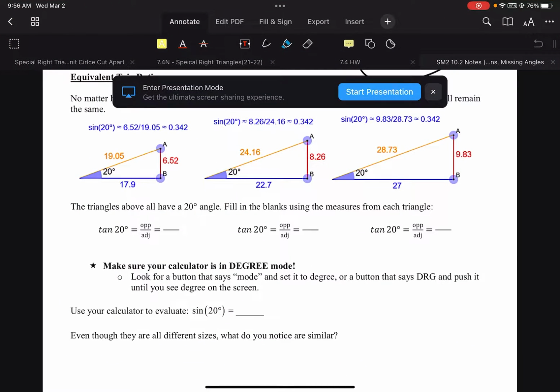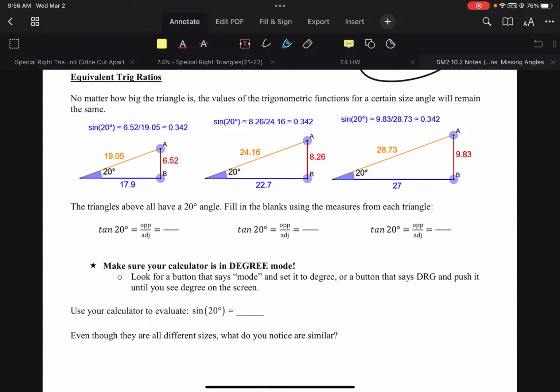Okay, now that you hopefully feel really confident identifying the sine, cosine, and tangent as fractions, let's talk about some cool things that come once we know the sine, cosine, and tangent. So first of all, let's take a look at these three triangles that you have in your notes here. In this blue text on the top, you can see that I found the sine of 20 degrees. Notice that each of these triangles are a different size, but they all have that 20-degree angle.